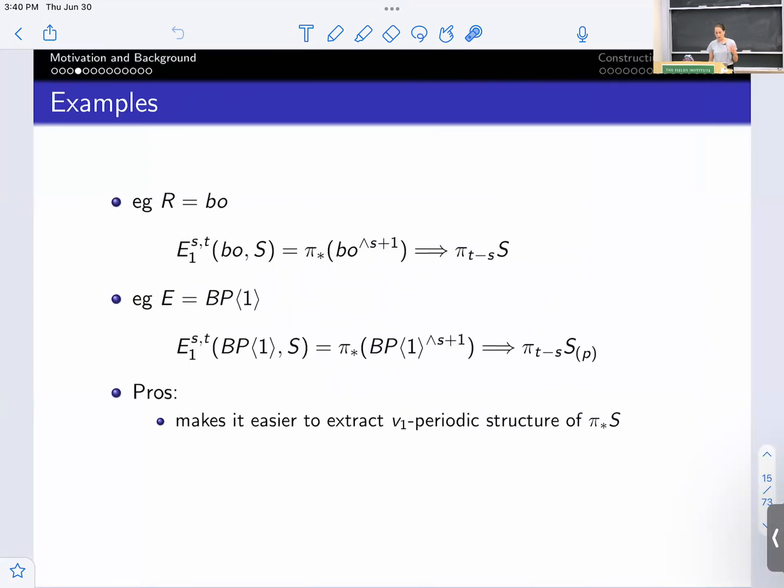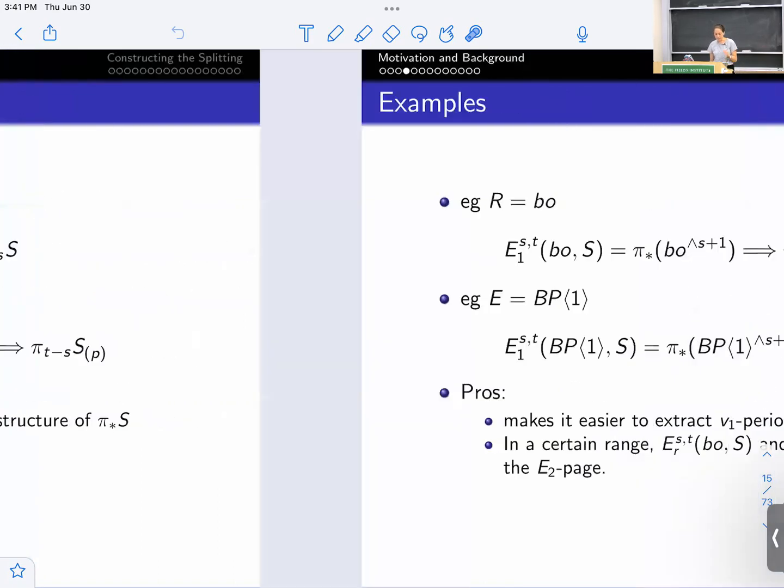So something really great about these spectra is that they make it easier to extract the v1-periodic structure in the homotopy groups of the sphere. It's expected that pi_* S should be organized into these v1, v2, etc. periodic patterns. And if you somehow understood all of those vn-periodic patterns and how those fit back together, then you would understand pi_* S. And these two choices of spectra really highlight the v1-periodic structure.